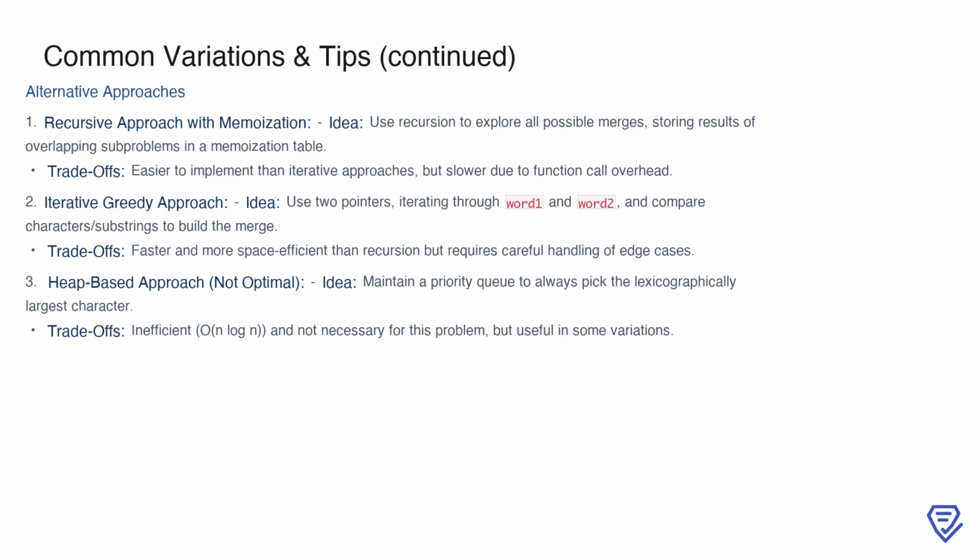Lastly, a heap-based approach involves maintaining a priority queue to always select the lexicographically largest character. While this is an interesting method, it's not optimal for this problem due to its O(n log n) complexity. However, it may be useful in solving certain variations. Understanding these methods and their trade-offs can help you adapt to different problem requirements effectively.